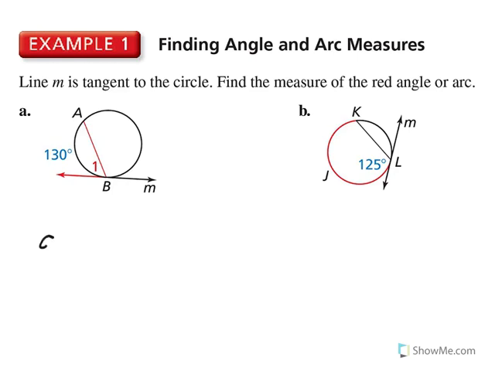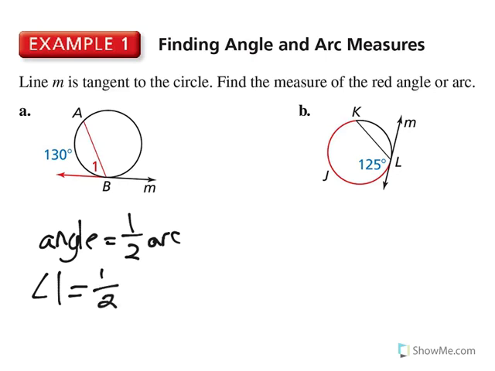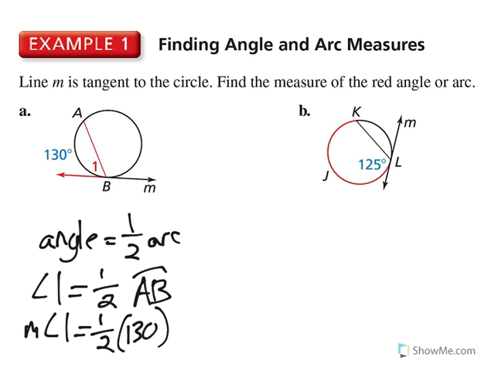We know that the angle is always equal to half the arc that it intercepts, and this is a shorthand of that formula. In this case, angle 1 is equal to half of arc AB. So if I plug everything in, the measure of angle 1 is equal to half of 130, and half of 130 gives me 65 degrees.